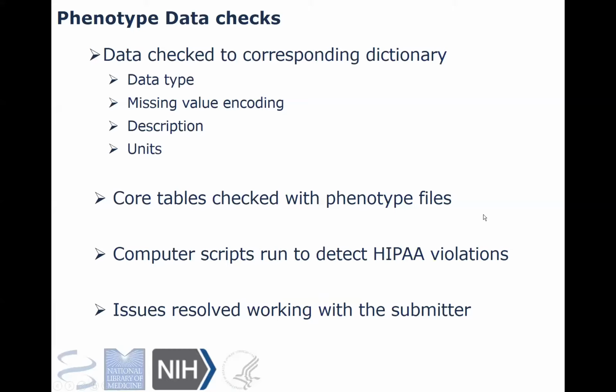The core tables that I described earlier are checked back to the phenotype files for consistency. For example, if in your phenotype file this person is a female, but in the pedigree file that person is shown as the father of that family, then that would fail our check. Remarkably, we do see problems like this in the data we're processing, but we try to resolve all of those before they're released.